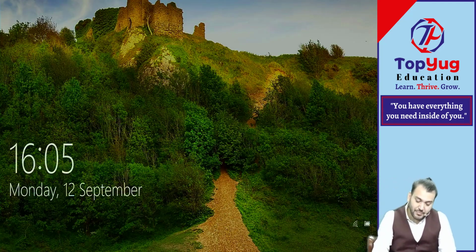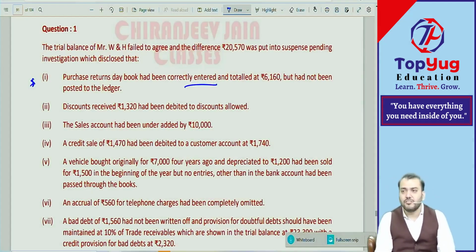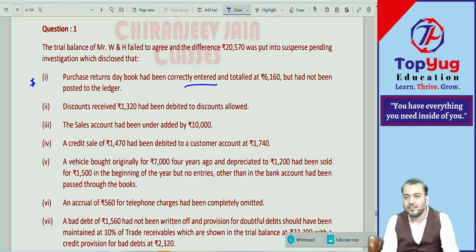Got it? What do you think? The rectification chapter is complicated till now. Whatever we have done, practice is still required. For law also, practice is required.